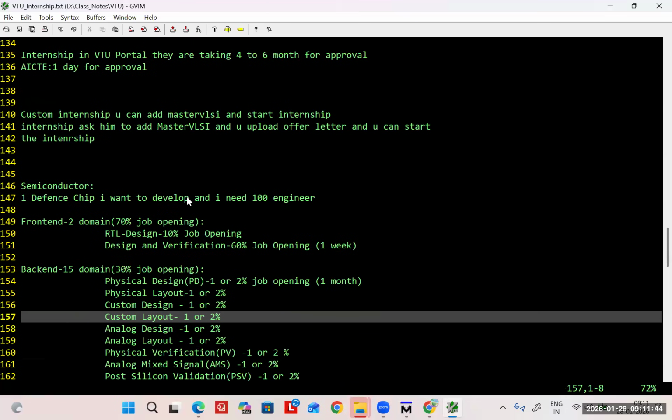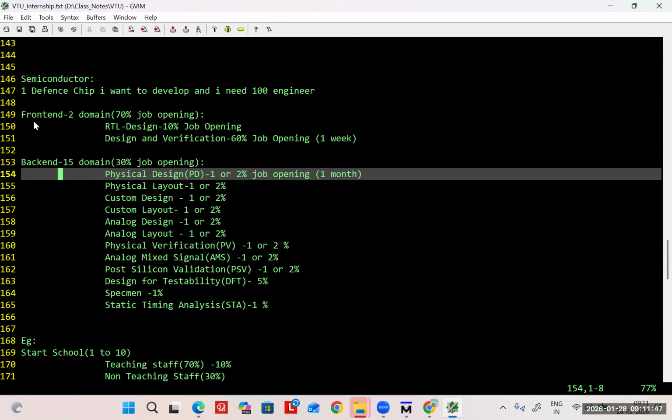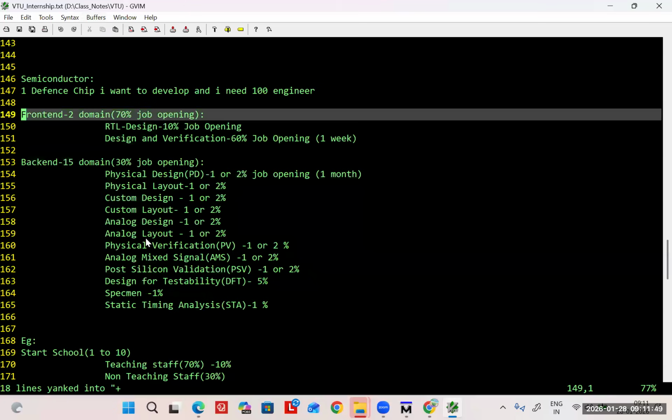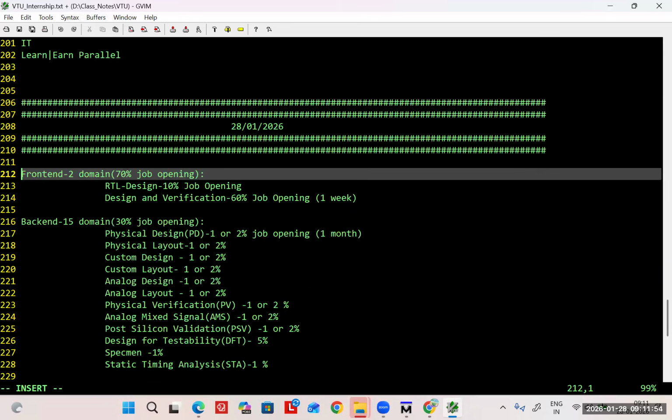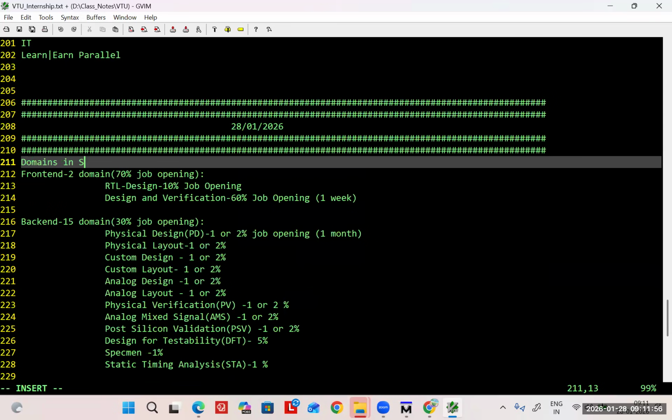Now, let me first introduce what these actually are. These are the semiconductor domains. You are supposed to know these domains. Just to check, how many people knew these domains, or which domains did you know before coming to Master VLSI or before attending yesterday's class? Before yesterday, what domains have you heard in semiconductor?